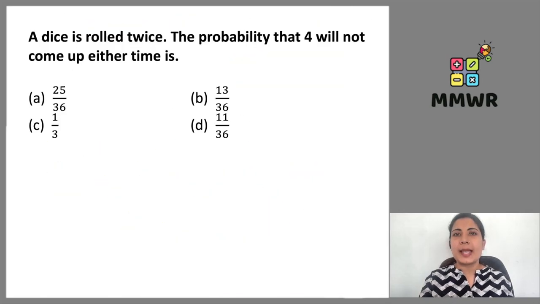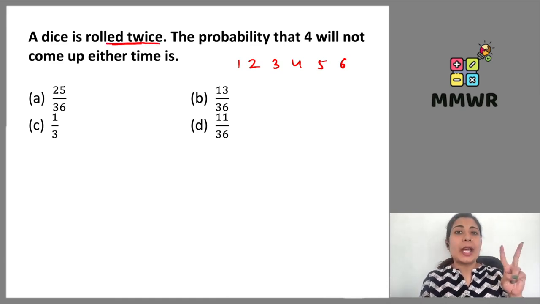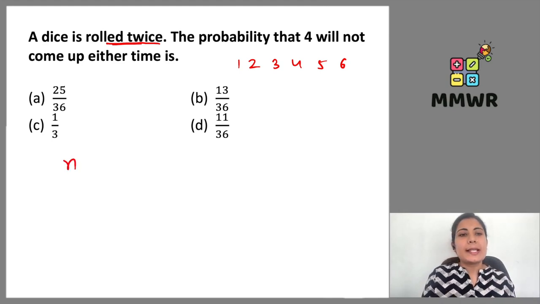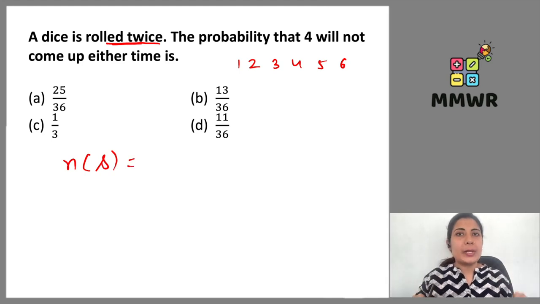Let's move to another example in which we have to find the probability when a dice is rolled twice. How many numbers are there on a dice? 1 to 6, 1, 2, 3, 4, 5, 6, but this is when we use a single dice. If we have to roll two dice together, in that case n of S, the total possible outcomes, I have shown you the sample space, I showed you what the whole sample space looks like.